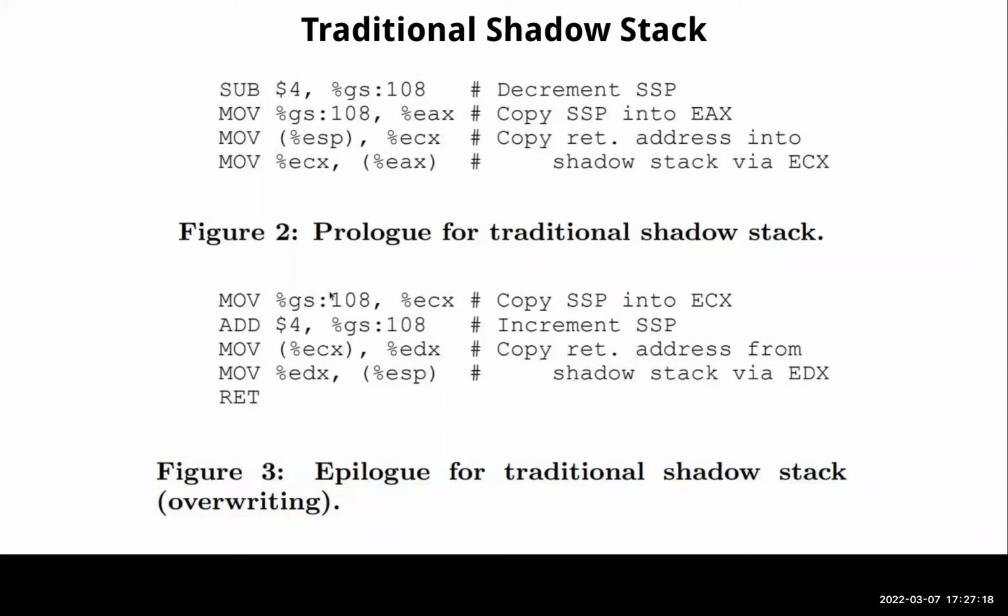So let's say this piece of code. This piece of code, I think it's overwriting. So first, we get where the current shadow stack pointer is in ECX. Then we add 4, it's kind of like a pop operation of the shadow stack.